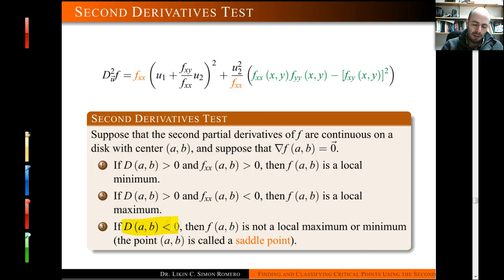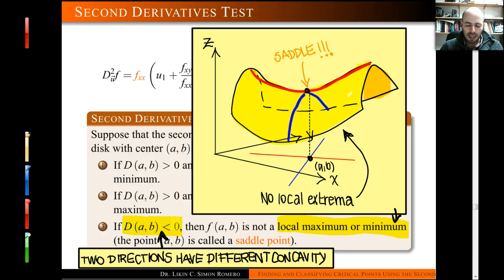What happens when the discriminant is negative? We remember what we said: two directions have different concavity, so there is no local max or local min. You may wonder what happens when the discriminant is equal to 0. This test doesn't give you any information. By the way, when you have a critical point but not a local max or a local min, it is called a saddle point.